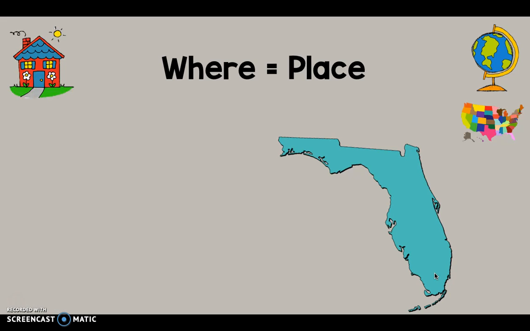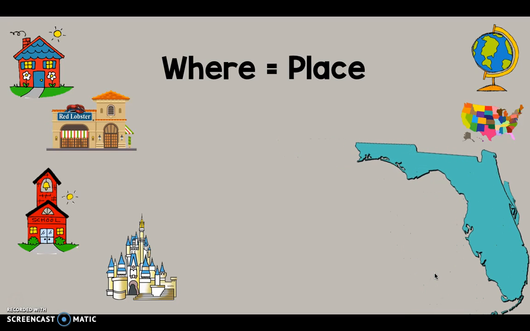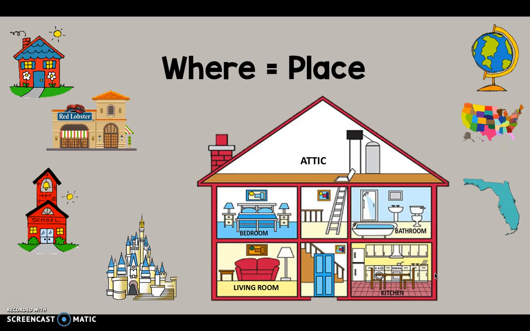Did it happen at home? Did it happen at Red Lobster or another restaurant? What about school? Or did it happen at Disney World? You have to be specific, even within those places. Within your house, where is the story taking place? Is it happening in the bedroom? Does it move to the kitchen?